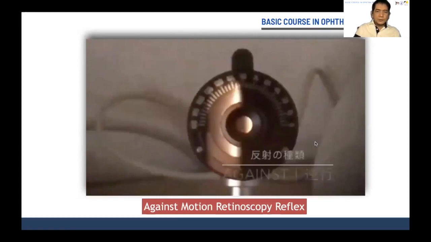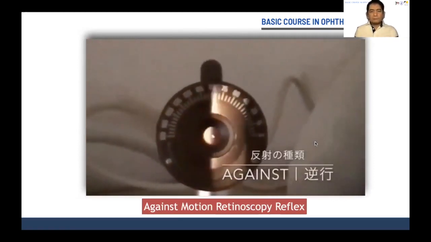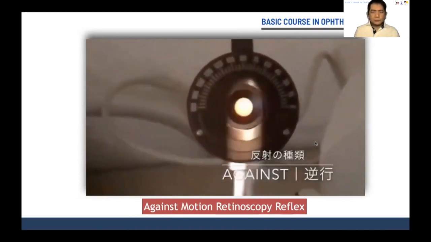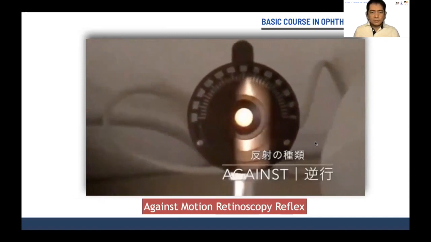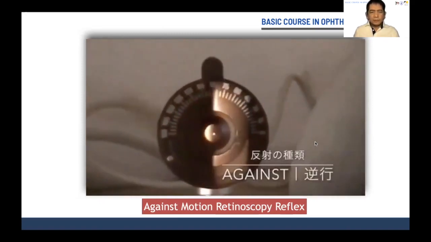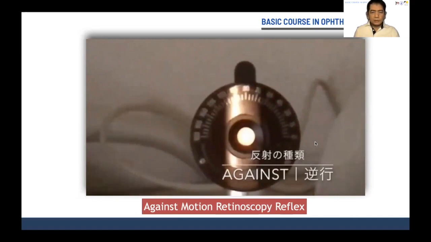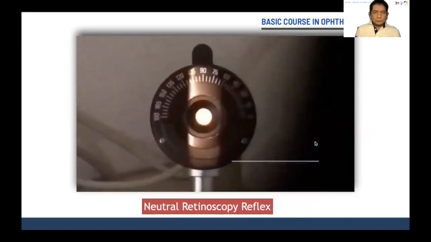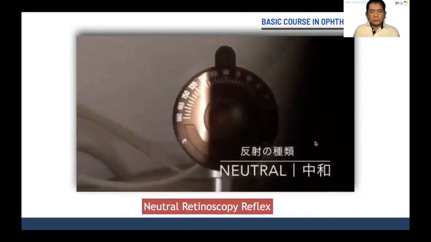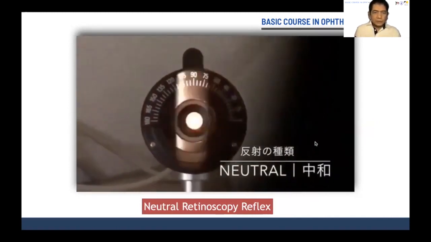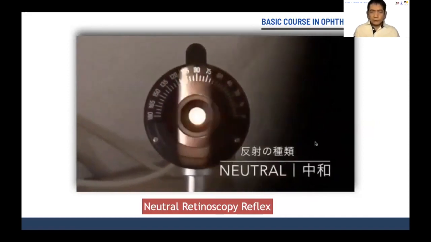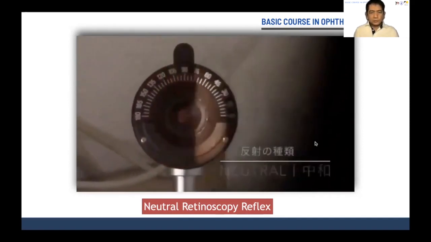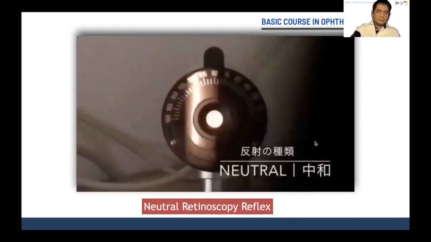If the reflex is moving away from the movement of your streak, meaning when you move your streak to the right, the reflex goes to the left, that is an against motion retinoscopy reflex. And if there is no observable movement, we call it a neutral retinoscopy reflex. This is the point of neutrality. So when doing retinoscopy, what we want to achieve is the neutrality position, or the neutral point, or neutral reflex.